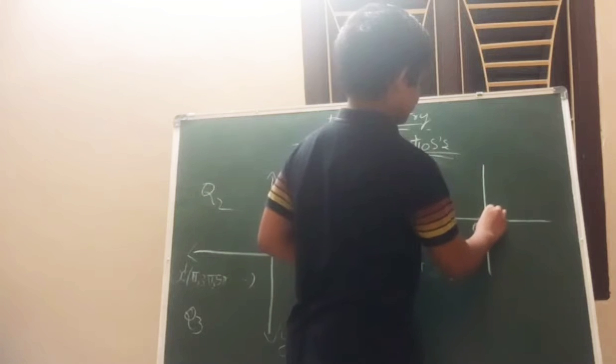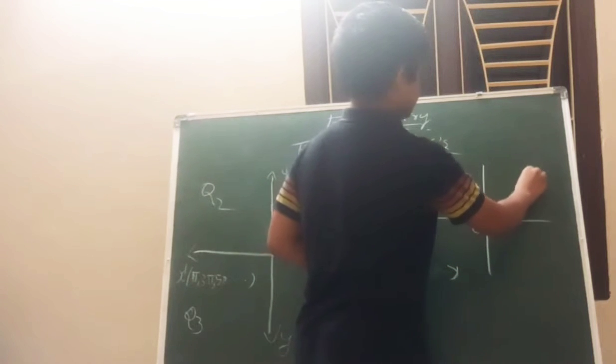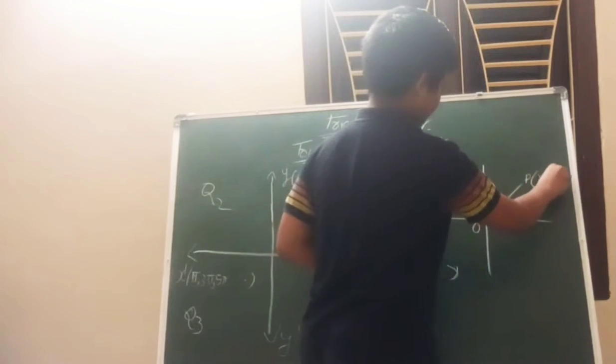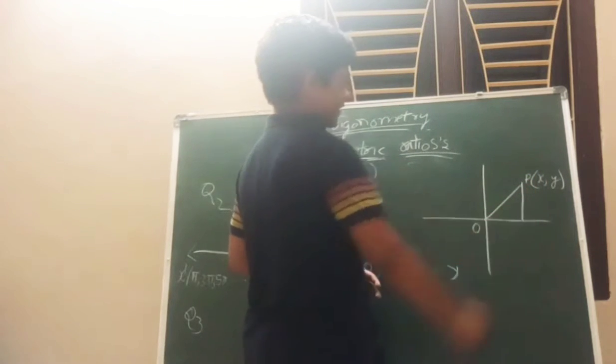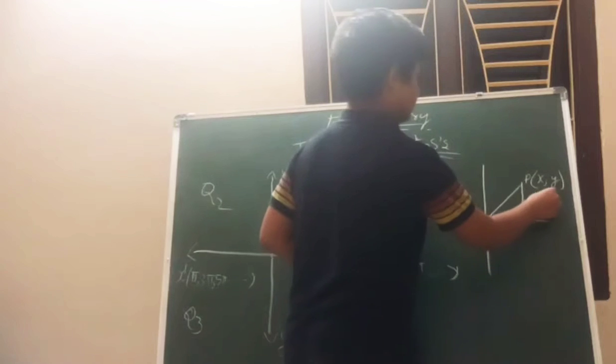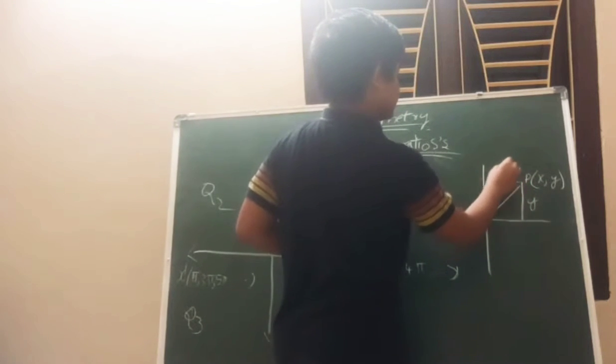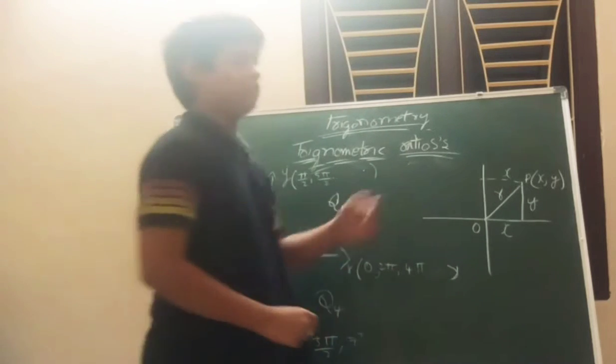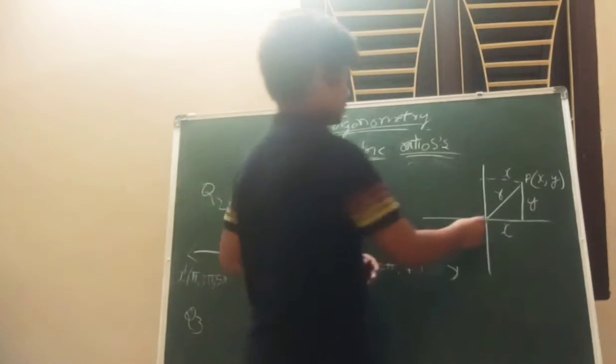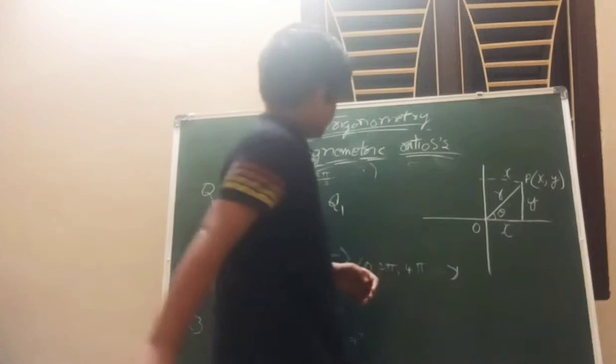Origin O. Let us draw a line and suppose this point is P(x, y). The distance from the point to the x-axis is y, and the distance from the point to the y-axis is x. Let us suppose OP, the hypotenuse, is r, and the angle here is theta.